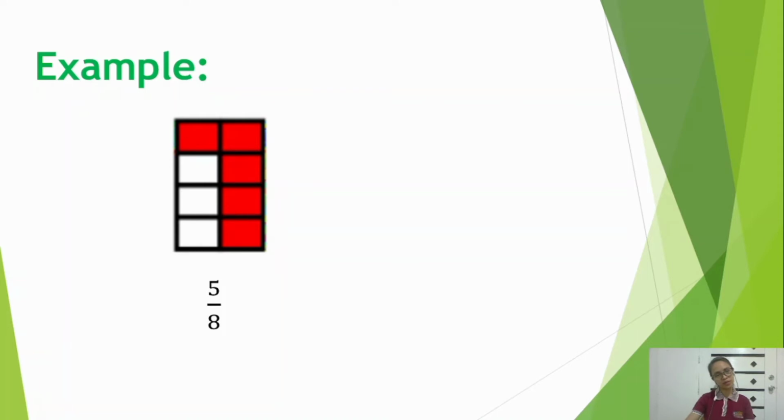And the next one, how many shaded parts? 1, 2, 3, 4, 5. So, 5 all over the whole, yung kabuuan niya, which is 1, 2, 3, 4, 5, 6, 7, 8. So, 5 over 8. The representation of this is 5 over 8.